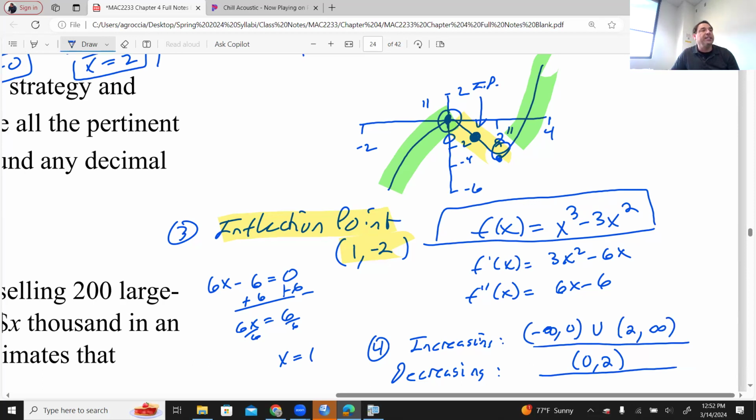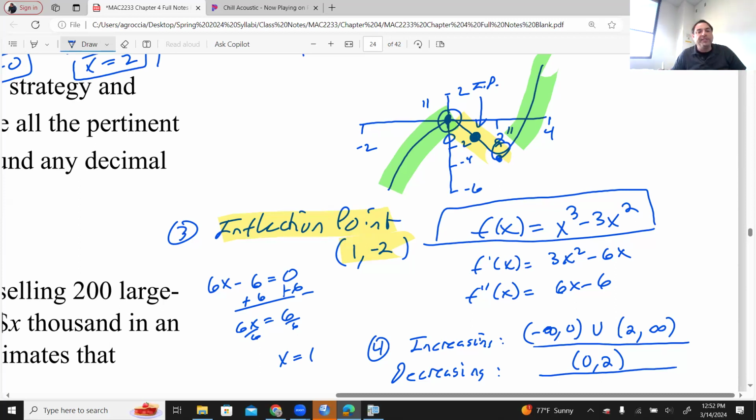Now, some of you are wondering, why did I use parentheses instead of brackets? First of all, infinity always gets parentheses because it never quite ends. And these locations, 0 and 2, it's not increasing or decreasing, it's flat, right? It's a max, it's a min. So that's why you don't include them, because they're not changing at that point. They're going up before that, they're going down after that, or the other way around.